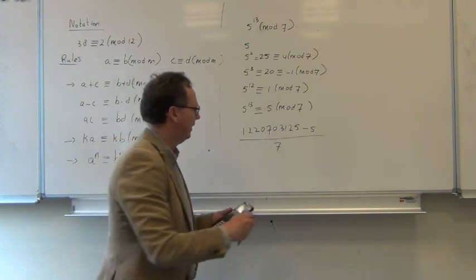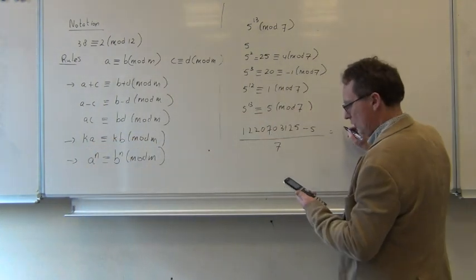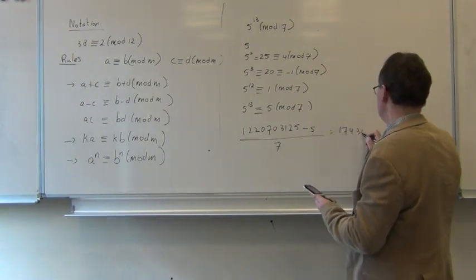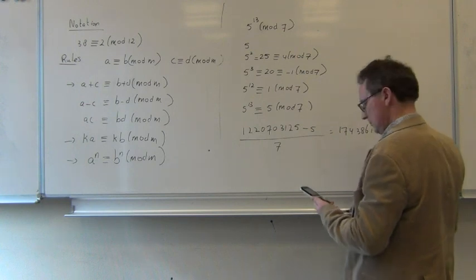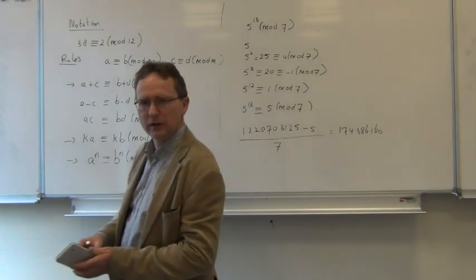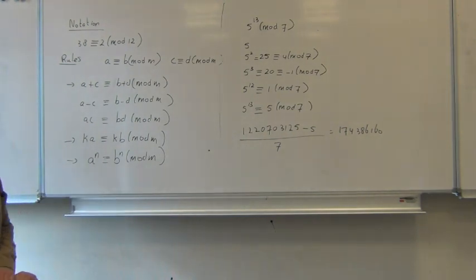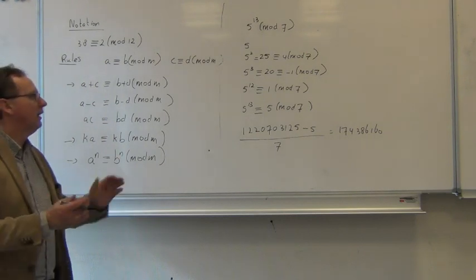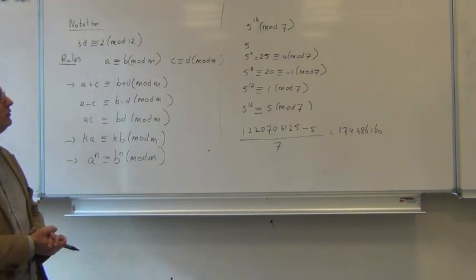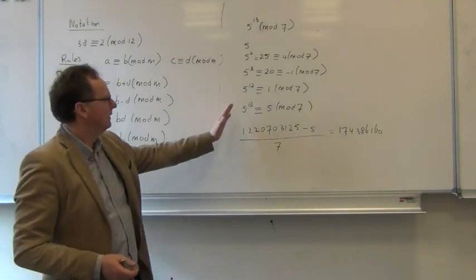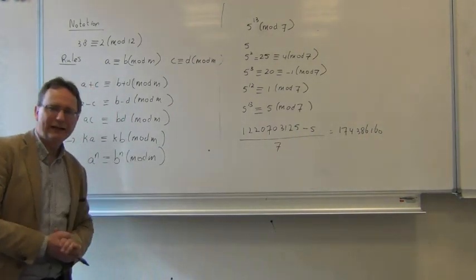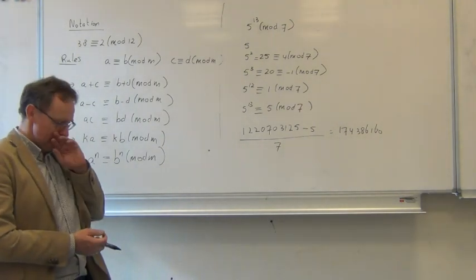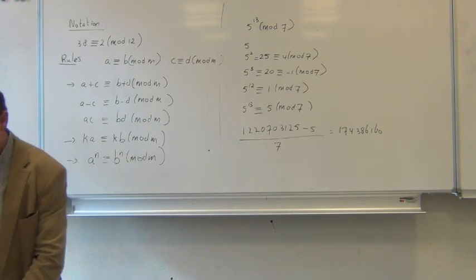Well, that's good news. It's an integer. It turns out to be 174,386,160. So it turns out that so far the theory works. And you can apply these kind of rules to find the higher powers without really using a calculator. So if you practice that a little bit, you will improve your skills there. Okay, let's look into the dividing.